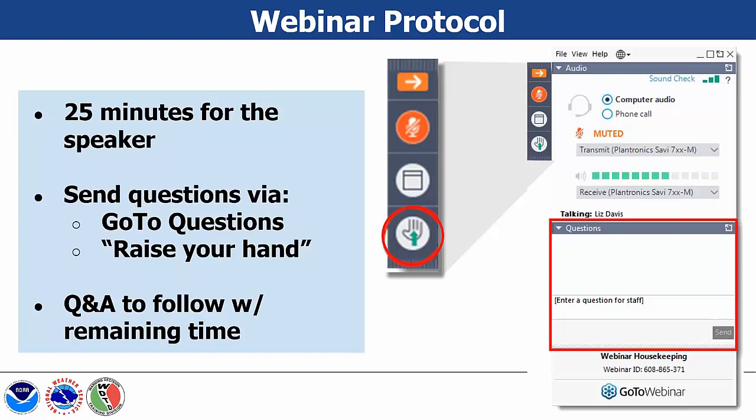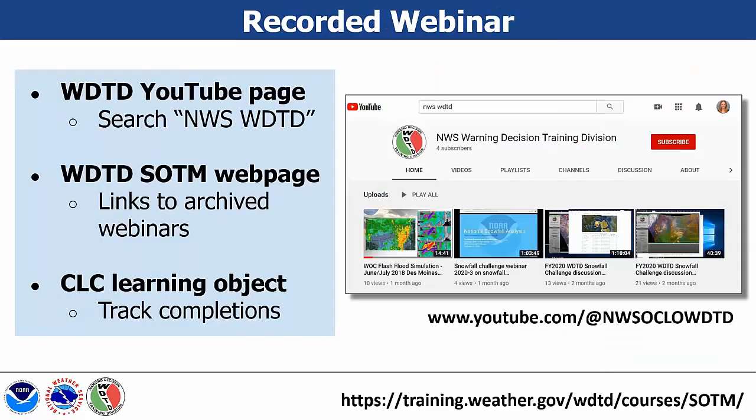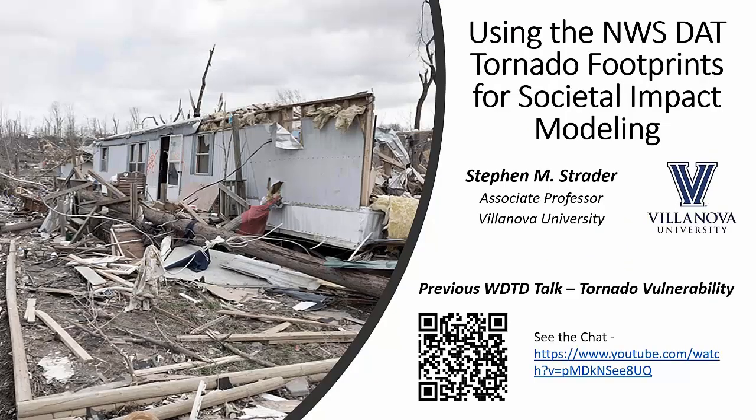And I should mention your title, Stephen, is on using the NWS DAT tornado footprints for estimating, or at least changing and improving, the societal impact modeling. So I'll let you go ahead and take it away.